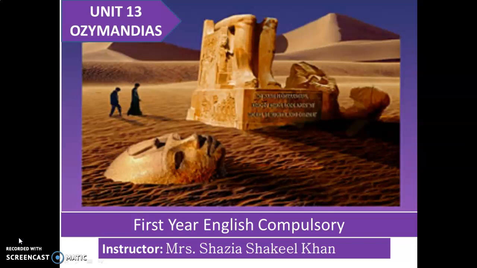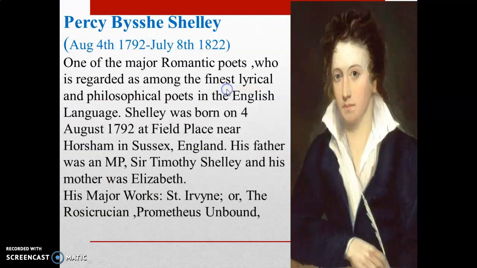Unit 13 of your English compulsory textbook is a poem named Ozymandias, written by Percy Bysshe Shelley. He was one of the major romantic poets and is regarded as among the finest lyrical and philosophical poets in the English language. Shelley was born on 4th August 1792 at Field Place near Horsham in Sussex, England.